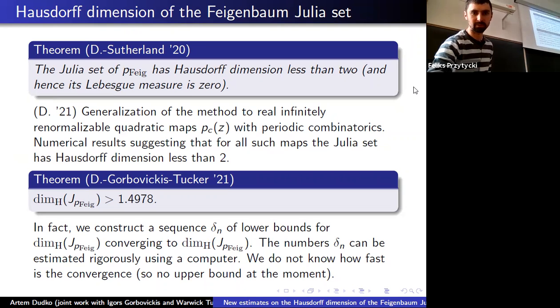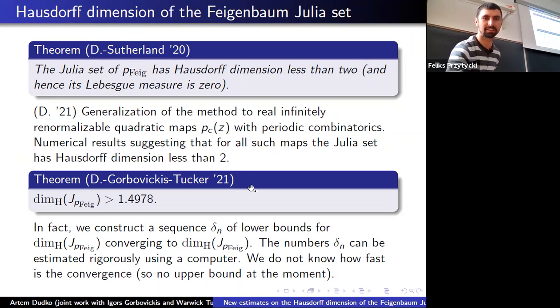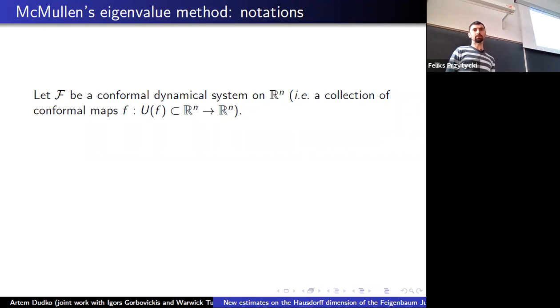And so Warwick Tucker wrote programs and estimated that delta 28, so one of the best you could obtain is n equal to 28, is bounded by this number. This gives this estimate. So to my best knowledge, this is the first estimate from below on the Hausdorff dimension of the Feigenbaum Julia set. Okay, so the estimates are based on McMullen's eigenvalue method. So let me briefly explain what it is.